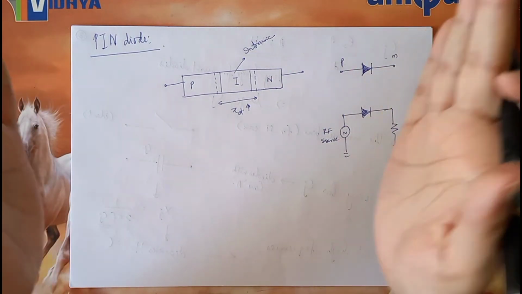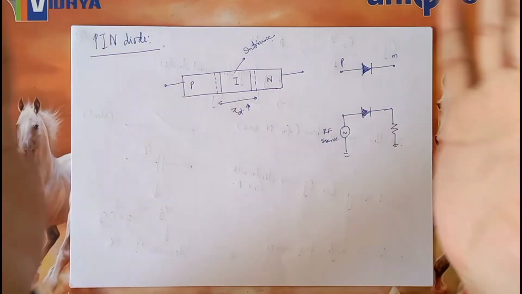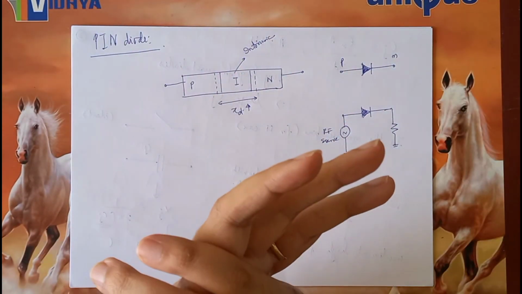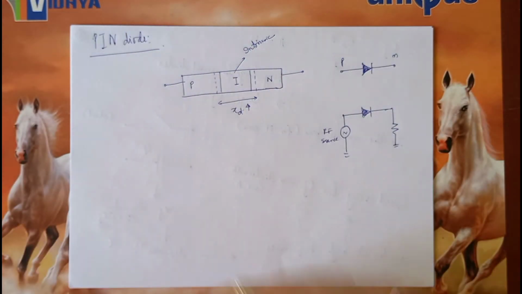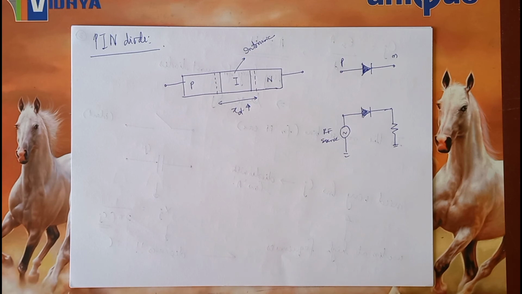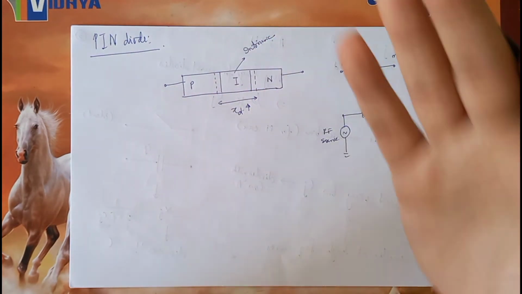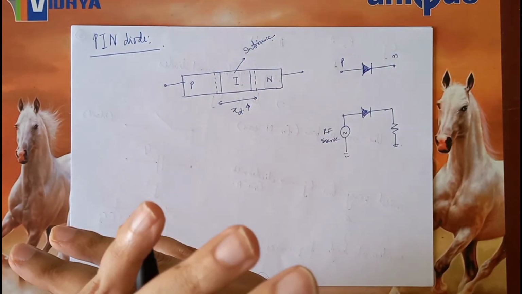Think of it this way. There's a bucket which you are filling with water, and then you are making a very, very tiny hole at the bottom surface of the bucket. So what's going to happen is that the bucket will now become the depletion region.